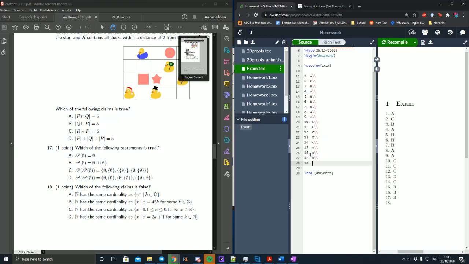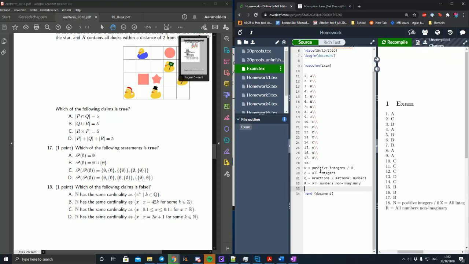Okay, so 18. Which of the following claims is false? N has the same cardinality as pi to the power of k, where k is every element in Q. The way I remember this is N is all the positive numbers or 0. Z is all integers. Q is all the fractions, the rational numbers, and R is all the real numbers, so without an imaginary component.